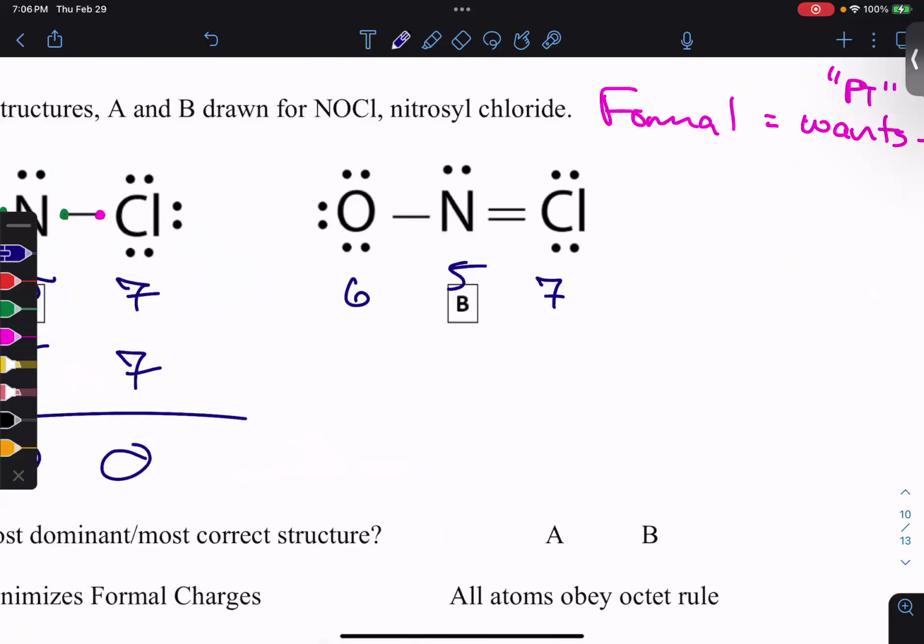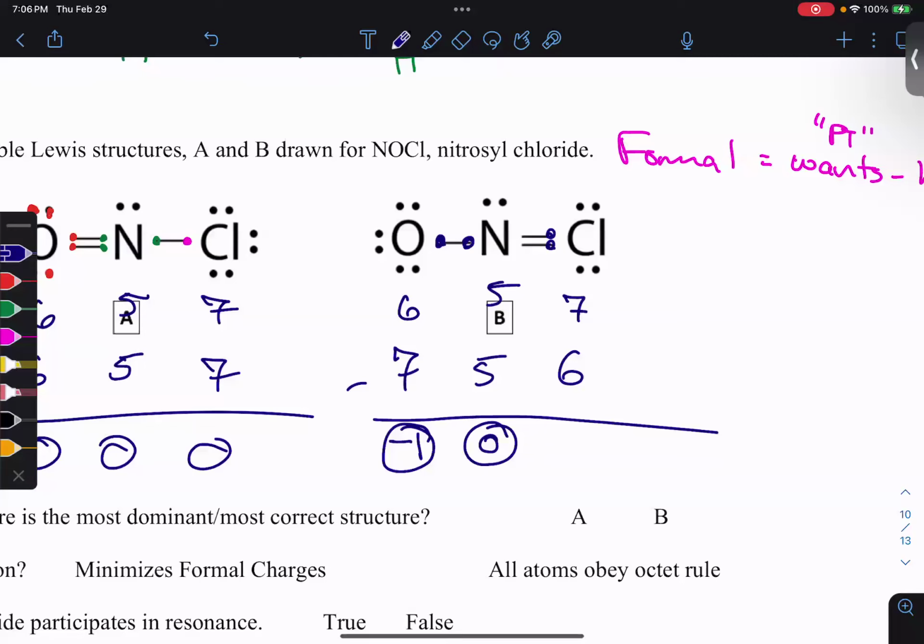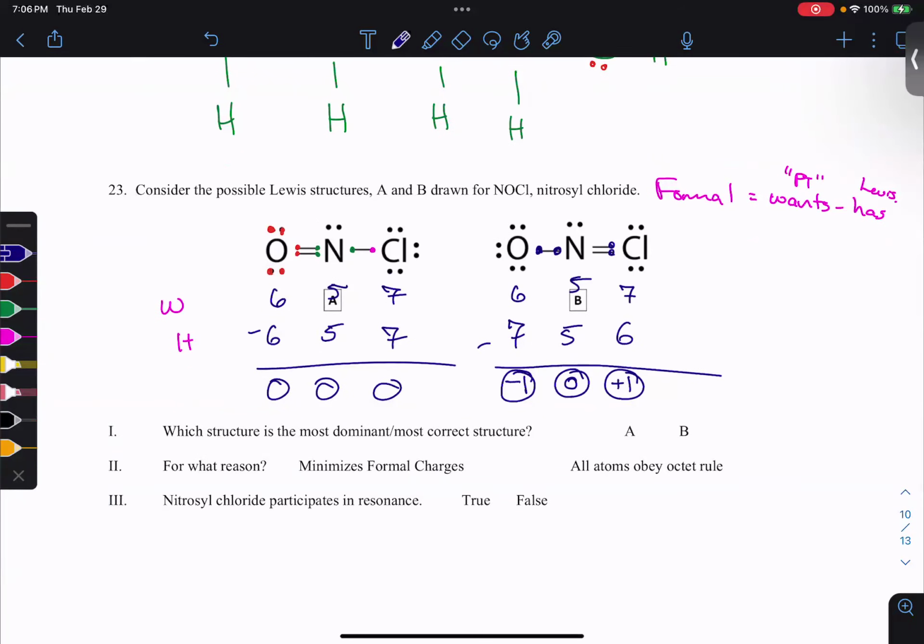All right. So then let's look at this one. Why don't we put the double bond on the other side? How many electrons on this oxygen? 7, because 1 from that bond. Nitrogen still has 5, but chlorine has 6. So you add those up or subtract them and you get this oxygen has a -1 formal charge, nitrogen has 0, and chlorine has a +1. So which one is preferred? A. And for what reason? It minimizes formal charges.